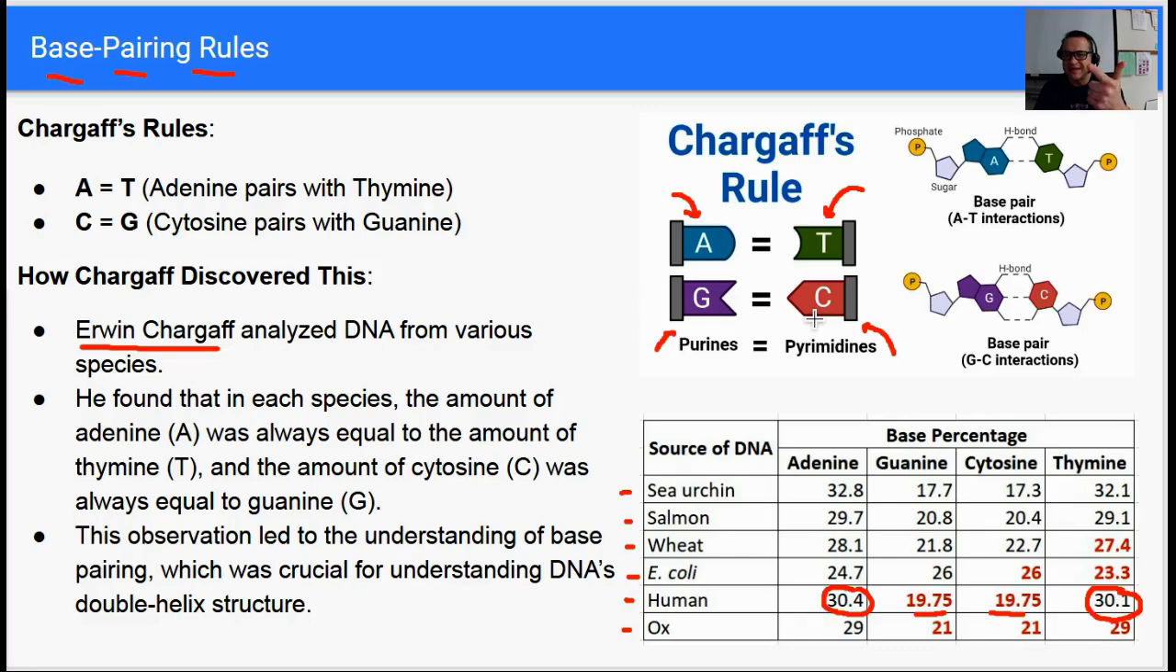A goes with T, C goes with G. A couple ways to remember it. The only two-letter word you can make out of those four letters is at. A-T. Now, you can make a three-letter word like cat, C-A-T, but for two letters, at is the only one.